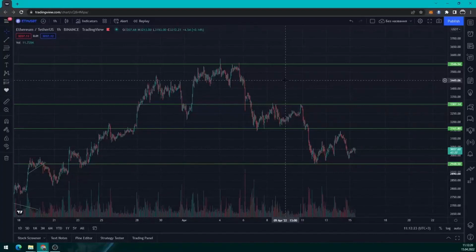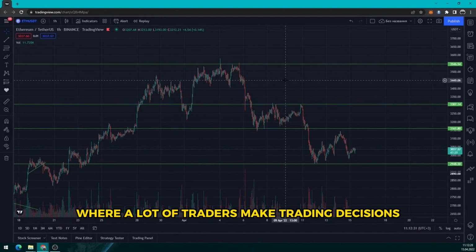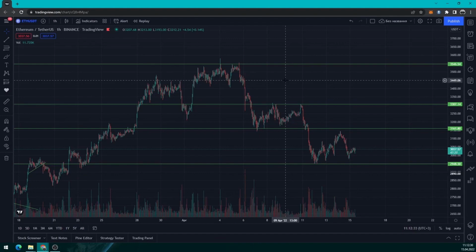And one more very important point. The level should be clear and obvious to everyone. Levels are a place of liquidity, where traders en masse make trading decisions. Accordingly, we should have a place that is clear and obvious and noticeable to everyone.